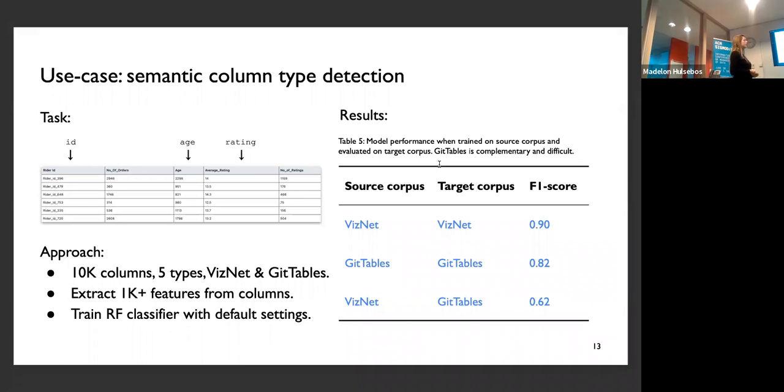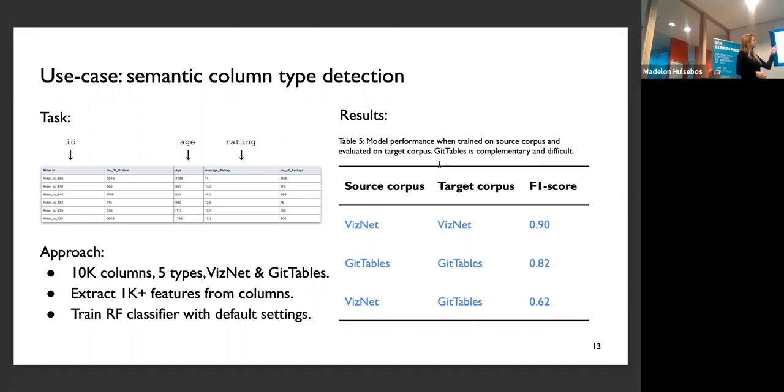Our approach here is that we take 10,000 columns from VisNet. VisNet, again, mostly contains tables from web tables. And we take 10,000 columns from GitTables. All these 10,000 columns correspond to the same 5 semantic types: name, address, and 3 more. I don't remember. So we have the same semantics, but just different tables. We extract, again, those 1,000 features from all these columns, and we train a very simple random forest classifier to detect these semantic types per column.